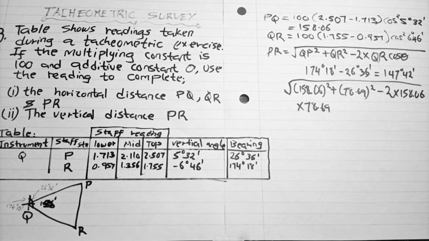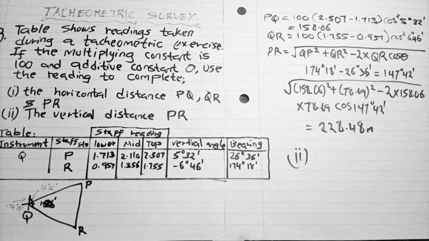By multiplying all the values, adding them, then subtracting the comparison of the other side, we'll have 228.4. So lastly, we're going to find our vertical distance for PR, which is a little tricky, but we are going to find it.